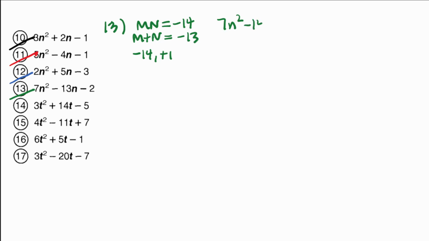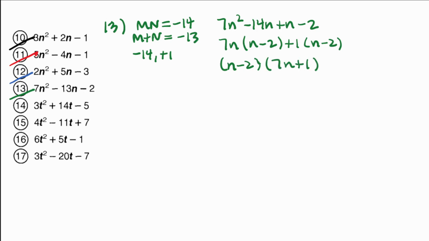7n squared minus 14n plus 1n minus 2. And I'll factor out a 7n from the first two, and a 1 from the second two. Then factor out an n minus 2, and I'll be left with 7n plus 1, and I will have factored it.